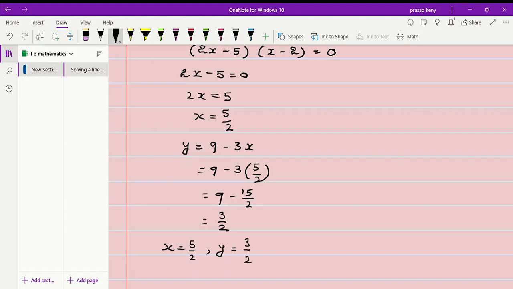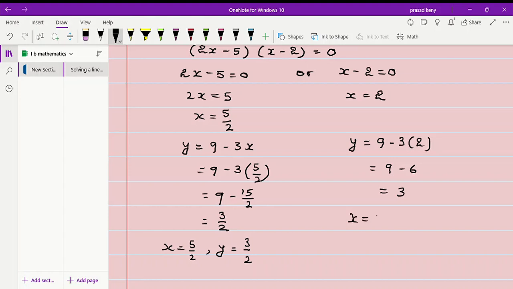Or equate the other factor to 0. x minus 2 is equal to 0, which gives x is equal to 2. So y will be 9 minus 3 into, for x you put 2. So that is 9 minus 6, that is 3. Which means when x is equal to 2, y is equal to 3.